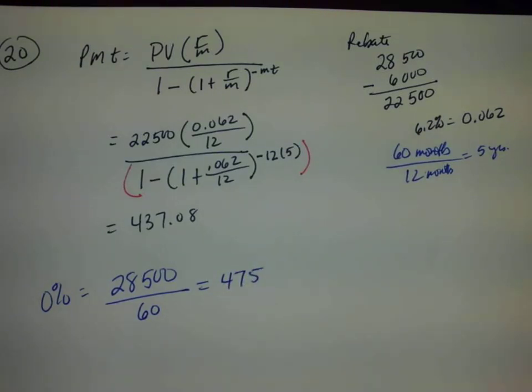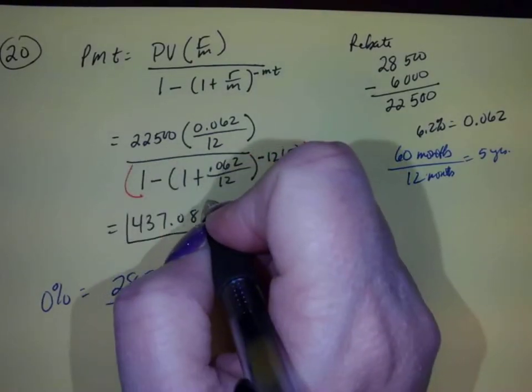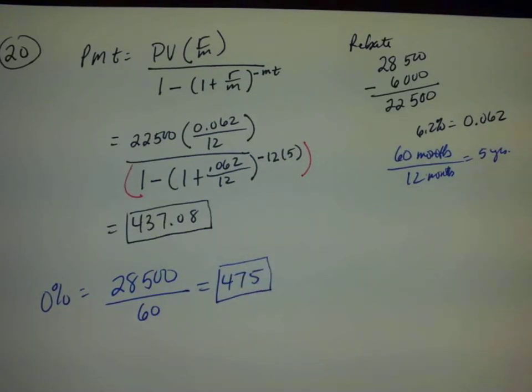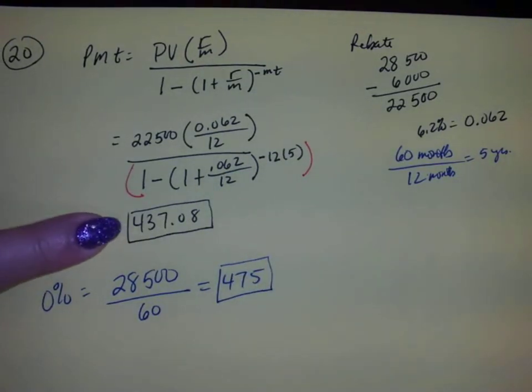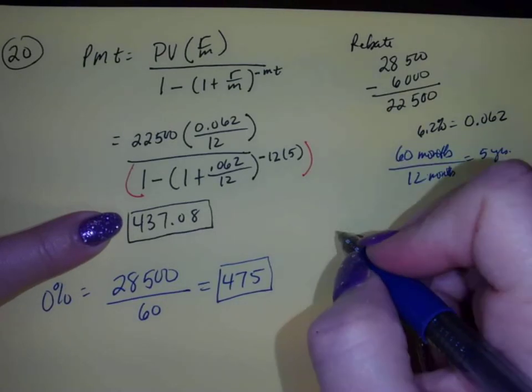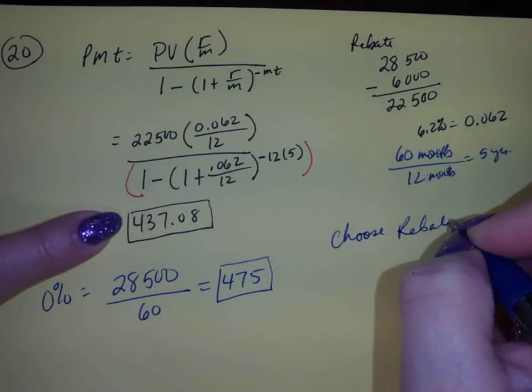So which payment do we choose? We have a payment here at $437.08 and a payment here of $475. Same amount of time. Well, we're going to choose the rebate because we will actually pay less for our car than we will here. So we are going to choose the rebate because the payment will be less.